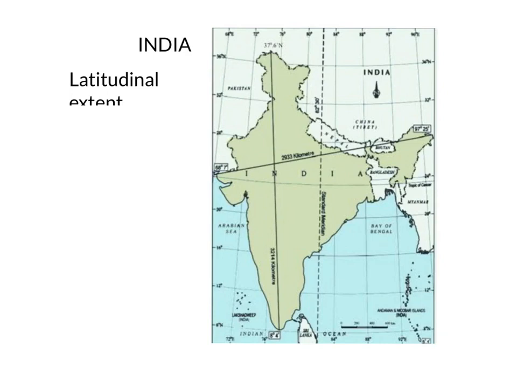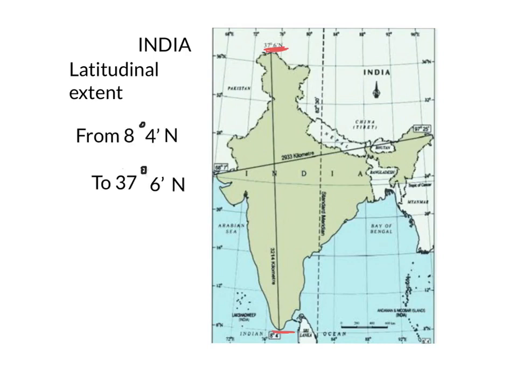India's mainland extends from here till here, that is from 8 degrees 4 minutes north latitude till 37 degrees 6 minutes north latitude. Now let us see the longitudinal extent of India. It is 68 degrees 7 minutes east to 97 degrees 25 minutes east.